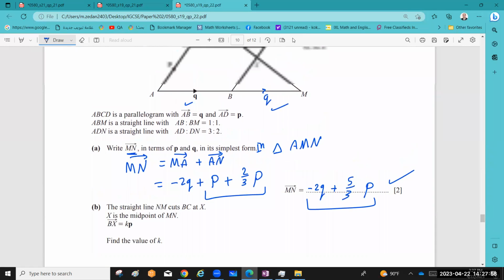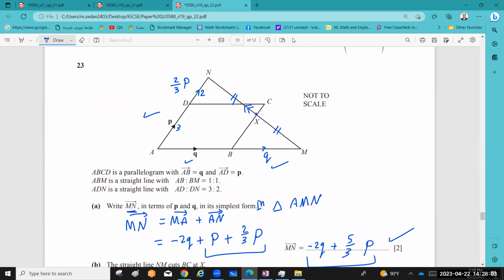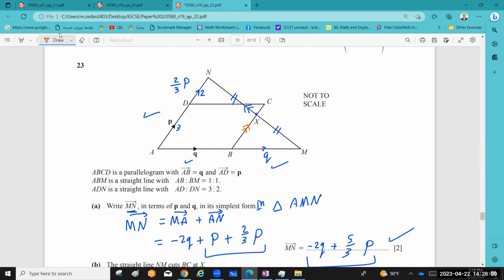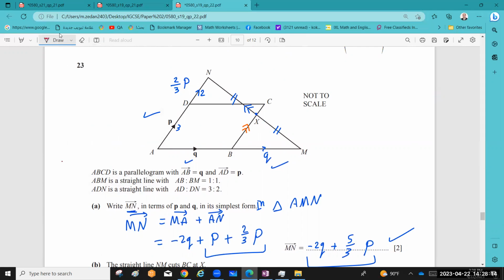So the question is to find BX, the BX vector. Look at this one. Let me draw it in red, or another color, a dark red. Look at this triangle. The vector BX is simply Q plus half the vector MX; as I said, MX is half MN. I already found MN.